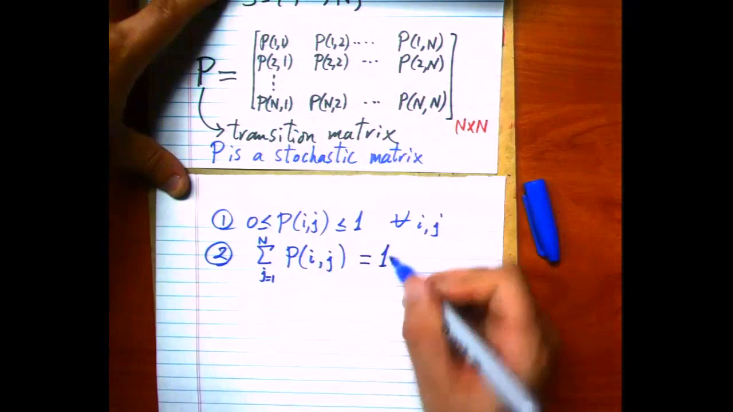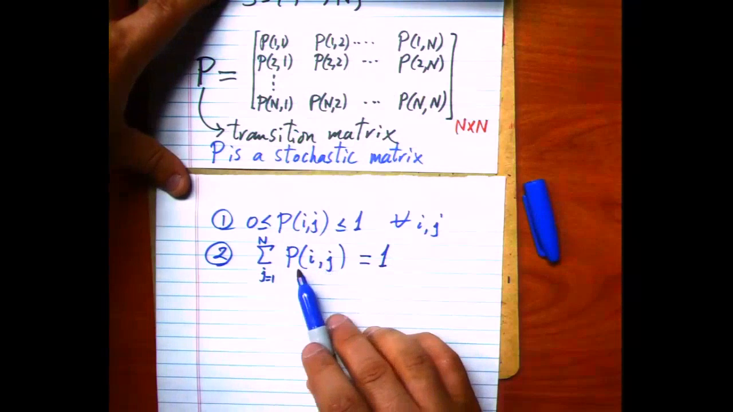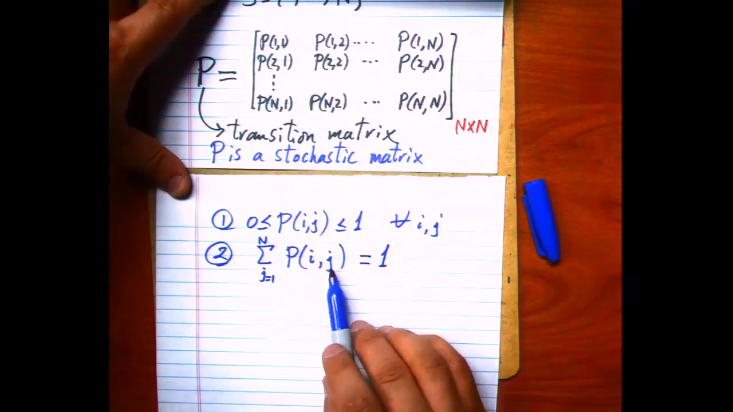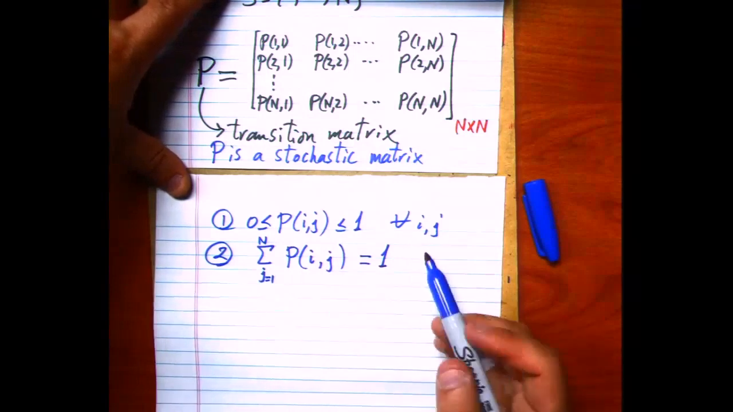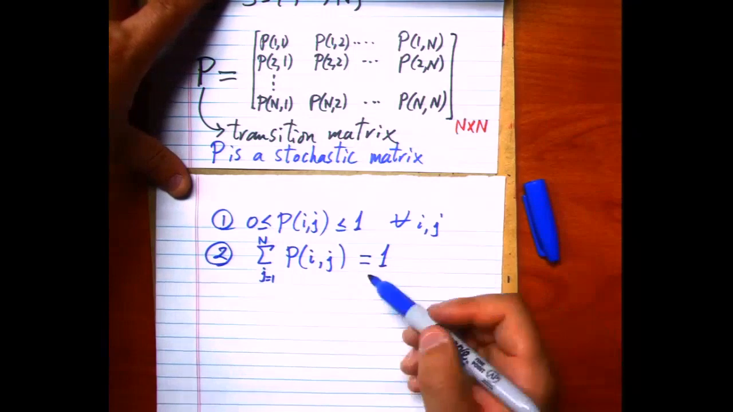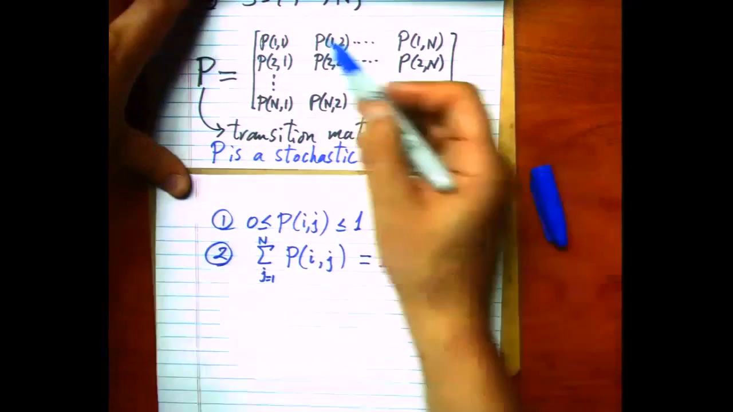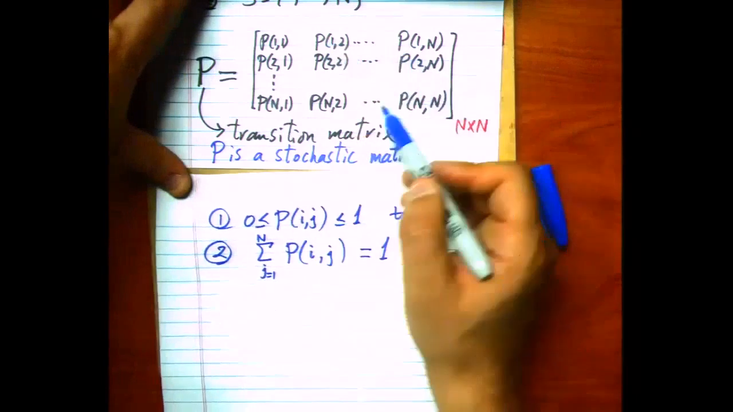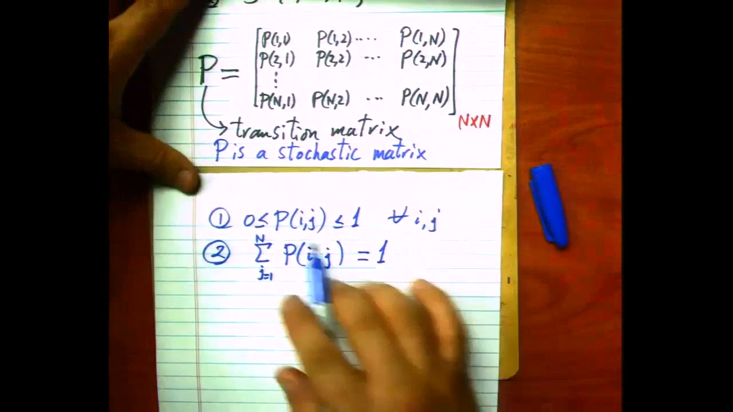Because this is adding up over all of the possibilities for that process to go to, from i to 1, from i to 2, from i to 3, plus from i to 4, plus from i to 5, till the last one, which means we're adding up all probabilities, and the total probability is always equal to 1. That's why we call it a stochastic matrix. A stochastic matrix has the sum of rows equal to 1. But here we also have the entries between 0 and 1.